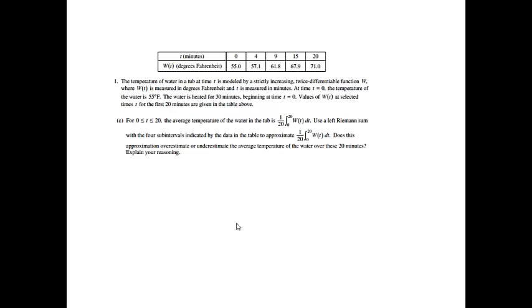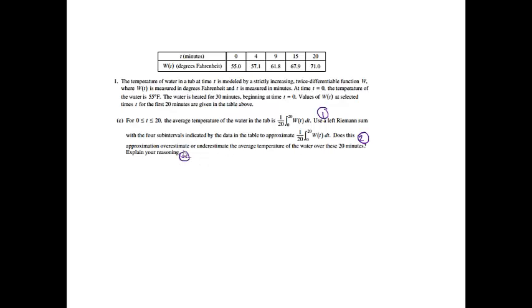For 0 to 20, the average temperature of the water in the tub is 1/20th the integral from 0 to 20 of w. Use a left Riemann sum with the 4 subintervals indicated by the data in the table to approximate 1/20th of the integral from 0 to 20 of w. So we're going to do that. And then, does the approximation underestimate or overestimate the average temperature of the water? Explain your reasoning.